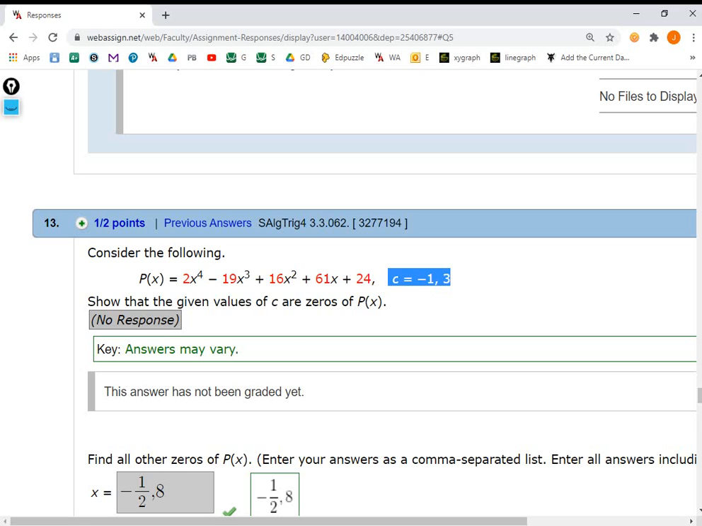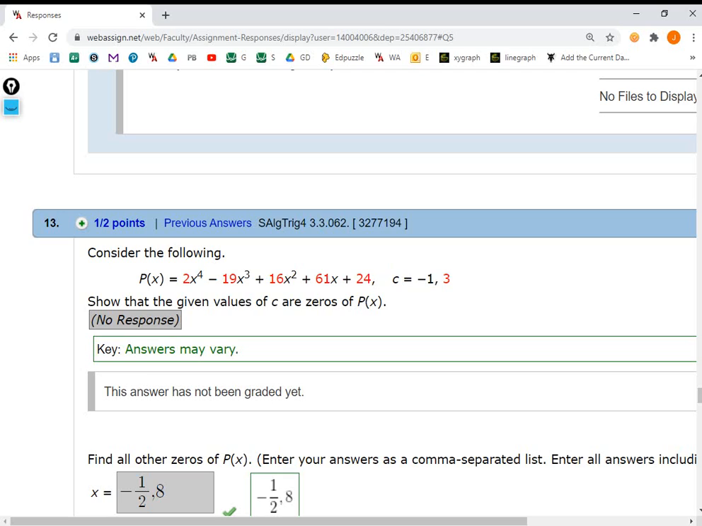So that's the demonstration that they're both zeros. Well, because there's 2 of them, that allows us to depress this original polynomial down to something that is squared. And if it's down to something that is squared, a quadratic, you have factoring tools that allow you to factor that quadratic and eventually come up with the other 2 zeros.